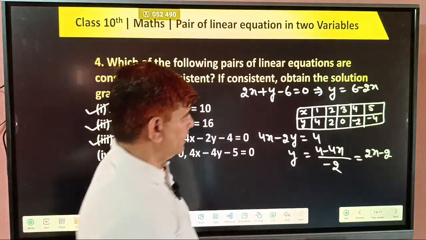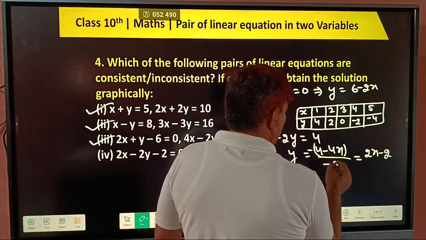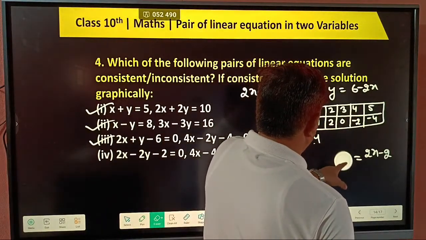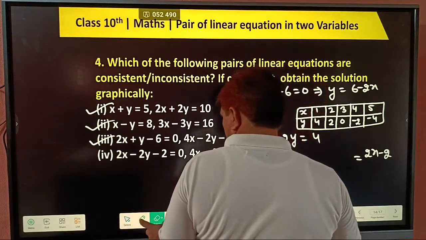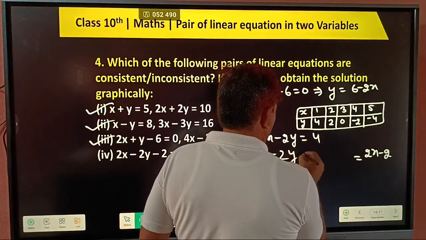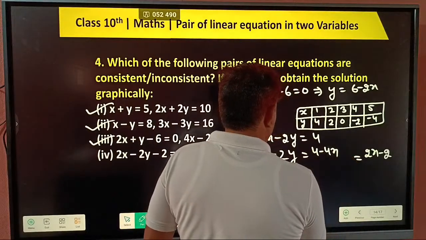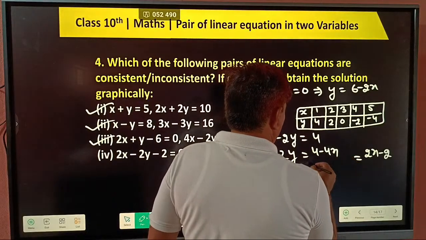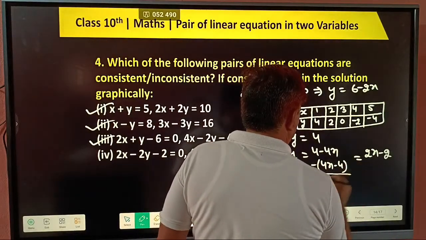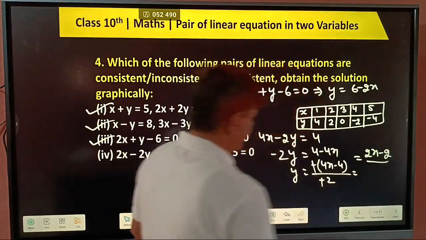How can it become 2x minus 2? Minus taken common from here. Then these interchange. So if you don't understand: minus 2y equal to 4 minus 4x, and y equal to minus taken common, 4x minus 4 by minus 2, cancel it, and then this comes.